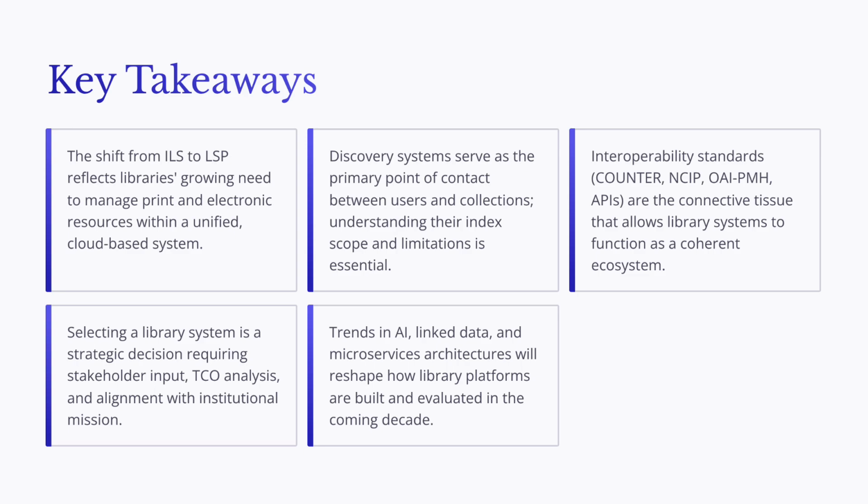3. Interoperability standards are what hold the ecosystem together. COUNTER, NCIP, OAI-PMH, APIs. These are not just technical acronyms. They are the agreements that allow libraries to function across vendor systems and institutional boundaries. 4. System selection is a strategic decision. It requires stakeholder input, careful evaluation, and honest total cost of ownership analysis. Rushing it creates problems that last a decade.